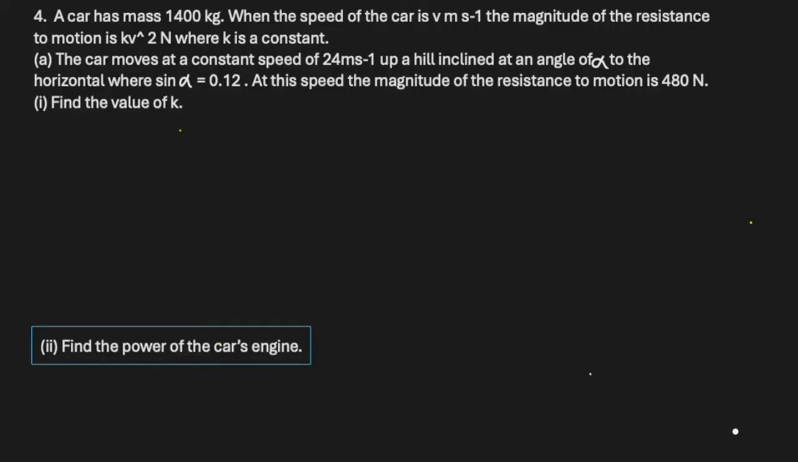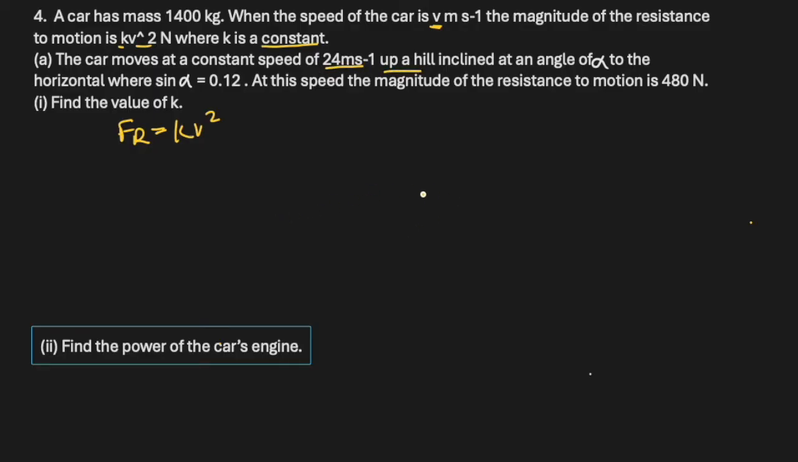Question number 4. A car has a mass of 1400 kilograms. When the speed of the car is v meters per second, the magnitude of the resistance to the motion is kv squared. So the resistance force is kv squared, where k is a constant. The car moves at a constant speed of 24 meters per second up a hill.